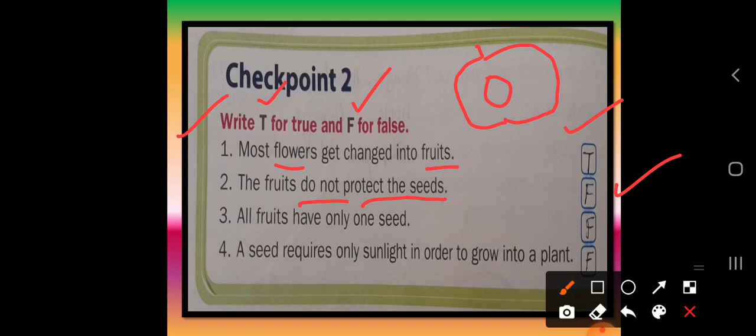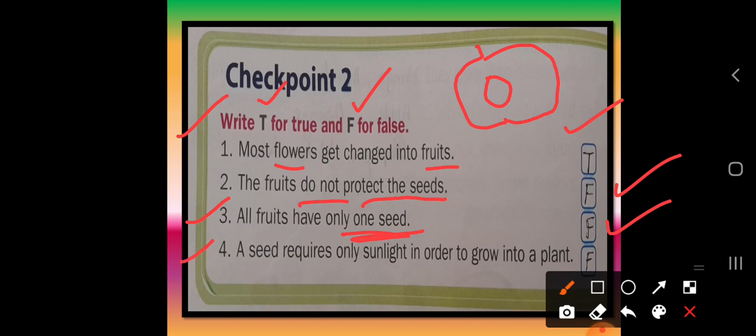The next question is: all fruits have only one seed. When we discussed fruits, how many fruits did we discuss? Many fruits. And we learned that some fruits contain only one seed, some fruits contain more than two seeds, and some fruits contain so many seeds. So this statement is again false. Not all fruits contain only one seed; many contain so many seeds. This statement is false.